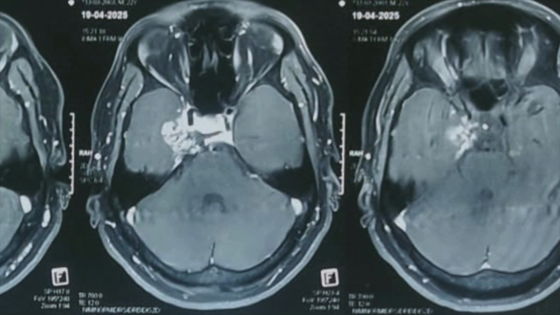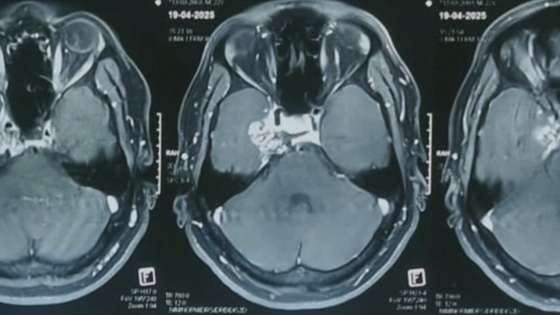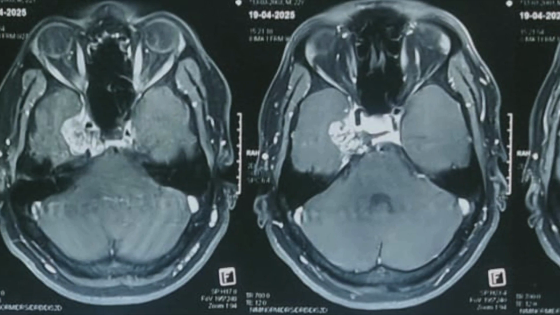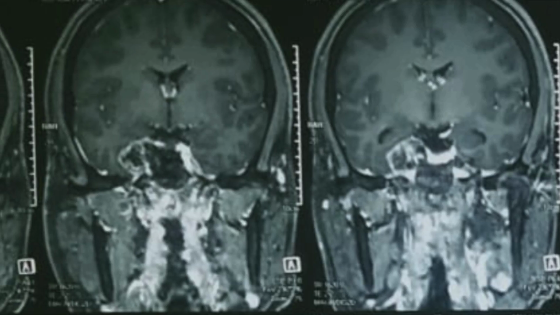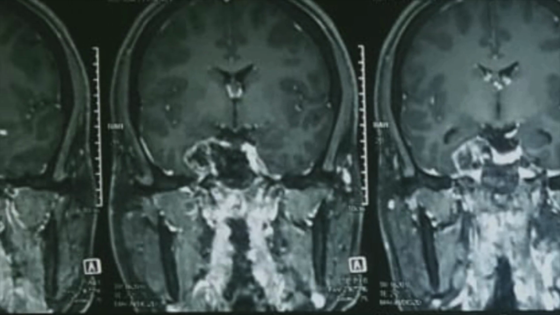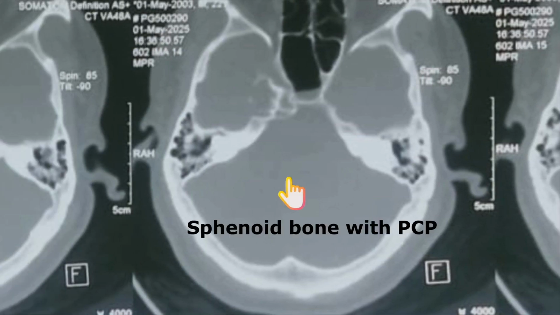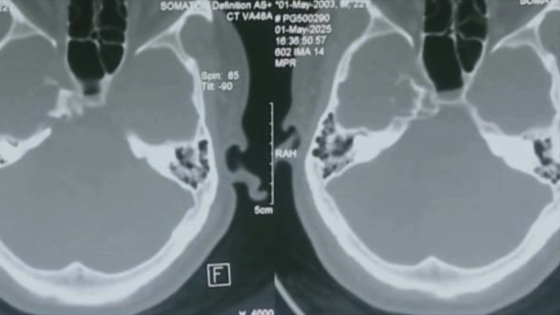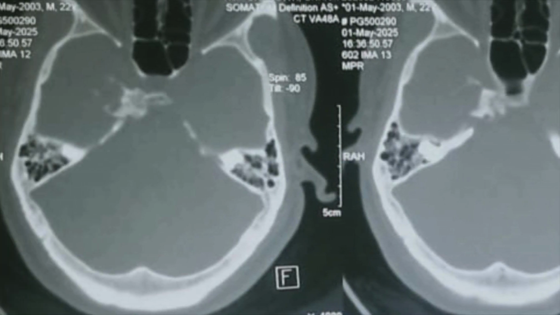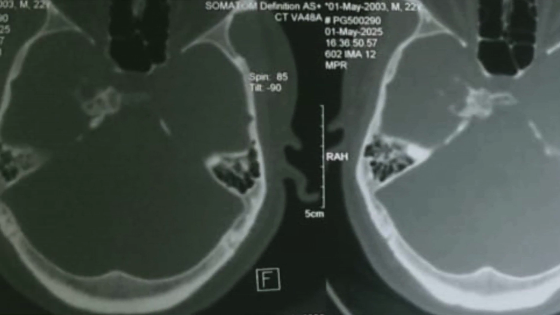A contrast-enhanced lesion occupying the right cavernous sinus, shifting the cavernous ICA medially, was appreciated. The lesion seems to be arising from the posterior clinoid process, part of the sphenoid bone, confirmed with CT bone window, and the lesion is having varied consistency. The medial part is more bony and the lateral part is looking soft.